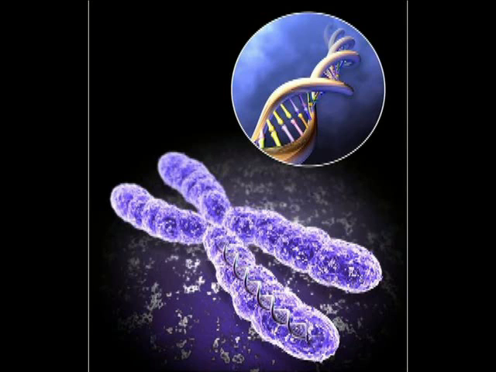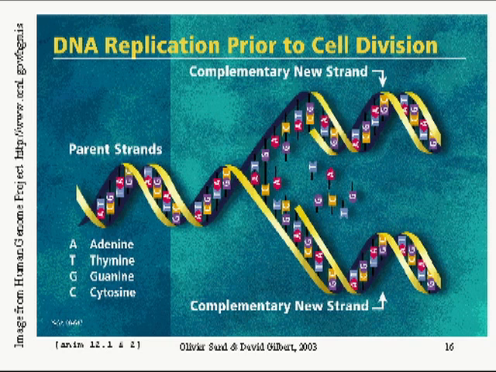We will learn that chromosomes are really long strands of DNA wrapped around proteins. And a chromosome can be duplicated when DNA itself is duplicated. And the DNA duplication occurs during the interphase stage of the cell cycle.